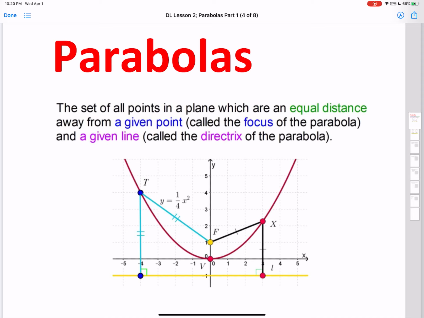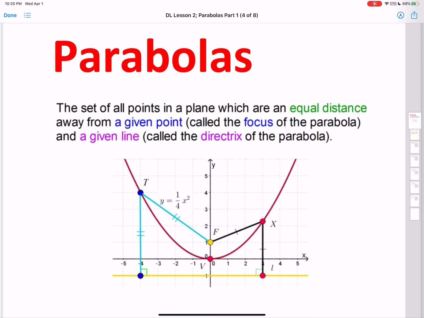It says the set of all points. A parabola is the set of all points in a plane which are an equal distance away from a given point, and that given point is the focus, and a given line, which is called the directrix of the parabola.